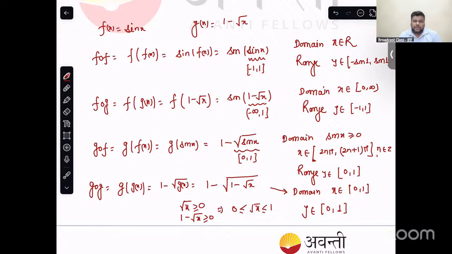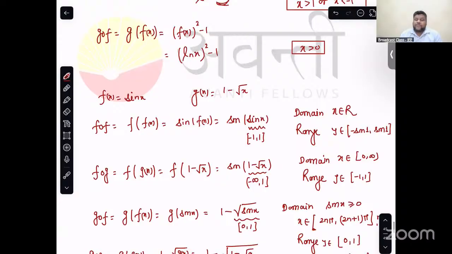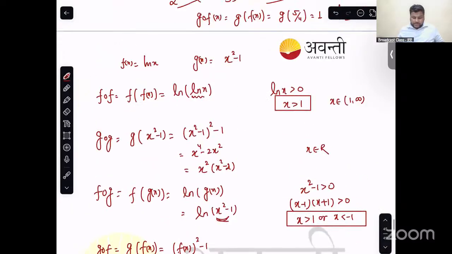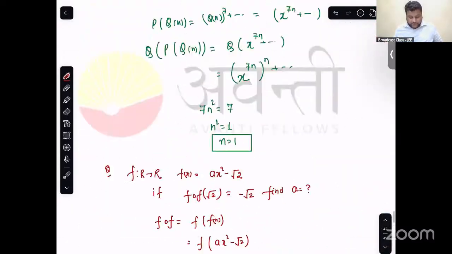Understood? So in this case, this is the kind of domain and range for all the 4 functions. Individually, if I talk about sin x, domain is R, range is -1 to 1. If I talk about 1 minus root x, domain is 0 to infinity inclusive, whereas the range is minus infinity to 1. Clear?